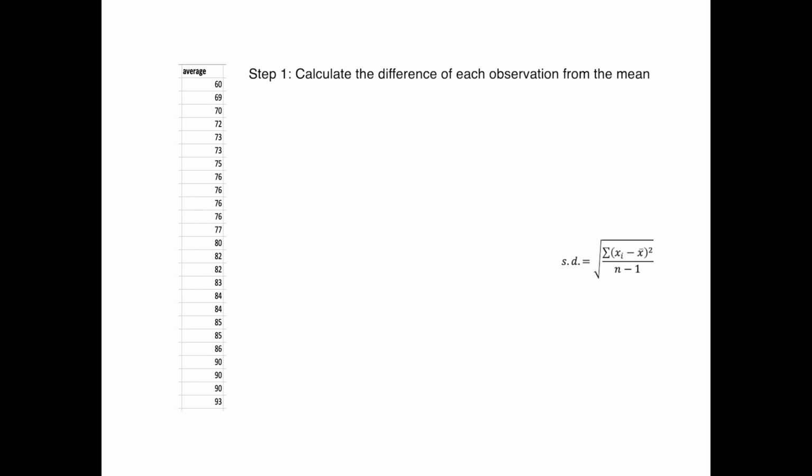If I want to figure out the average difference observations are from the mean, my first step is to calculate the difference of each observation from the mean. I can do this by doing what's in the parentheses of the formula. That is, I'm going to subtract the mean value from each one of my observations.